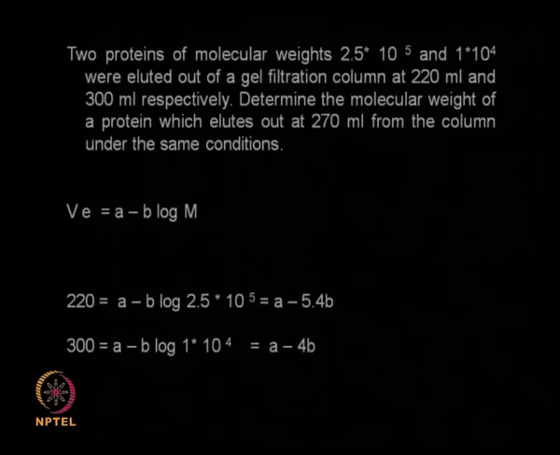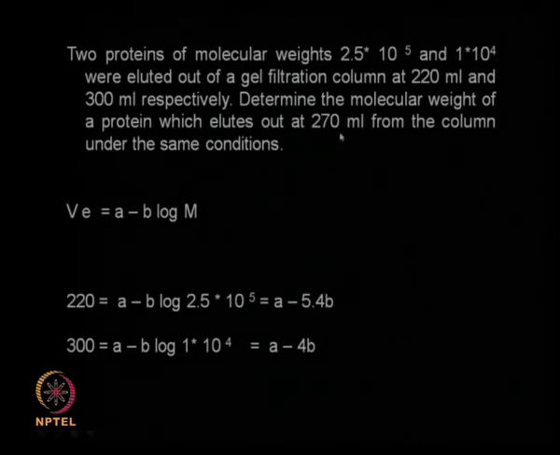Let us look at a simple problem. I have two proteins, with molecular weights of 2.5 into 10 power 5 Daltons and 1 into 10 power 4 Daltons. Now they are eluted out. The first one eluted out at a volume of 220 ml, the second one is eluted out at a volume of 300 ml. Now I have another protein, I do not know the molecular weight of that protein, that elutes out at a volume of 270 ml at the same conditions. Now can you tell what is the molecular weight of that protein?